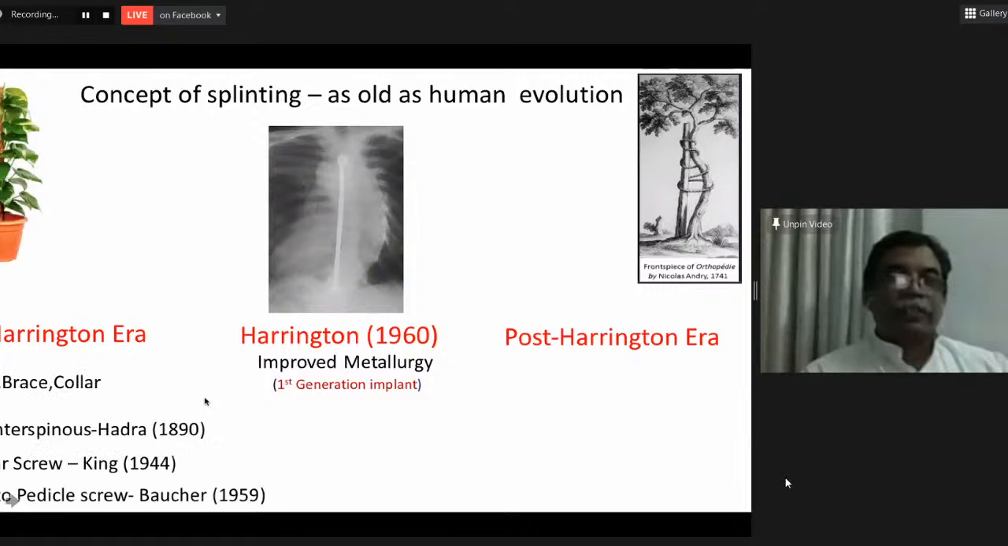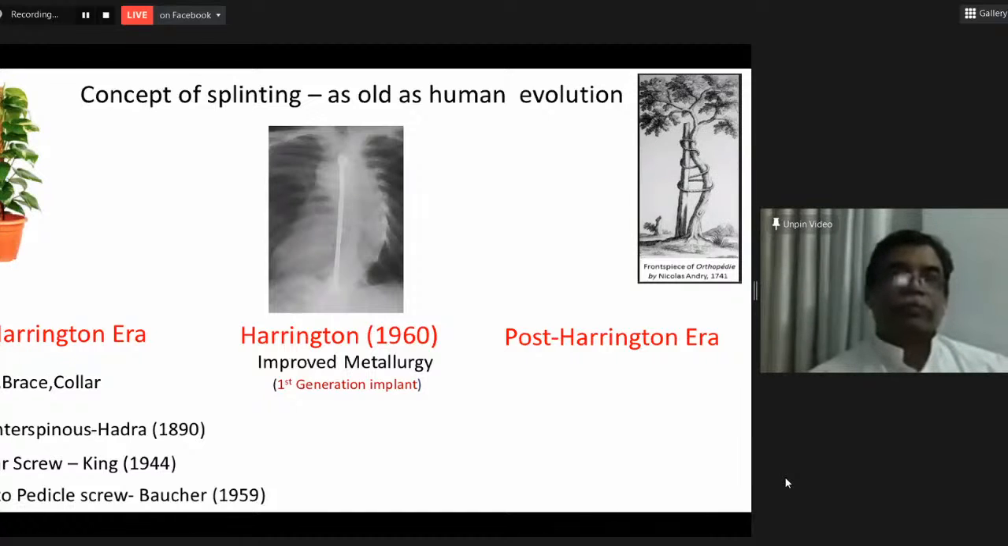So this concept of stabilization of the spinal column is not a new one. Even our ancestors knew it. And that's how you see all these photographs, and practically it is being followed in villages also. And this is the logo of orthopedics, which is there on the right side. And we can divide this whole implant and instrumentation into 3 different eras.